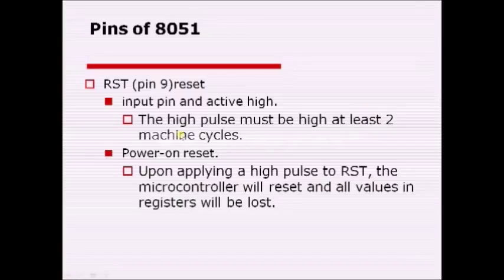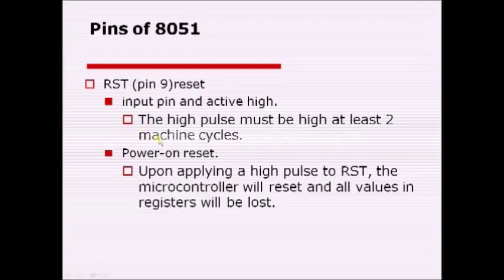We have 12 clock cycles as a machine cycle. The frequency of a single clock cycle is 11.0592 MHz. So we get something like a number of microseconds in the machine cycles.